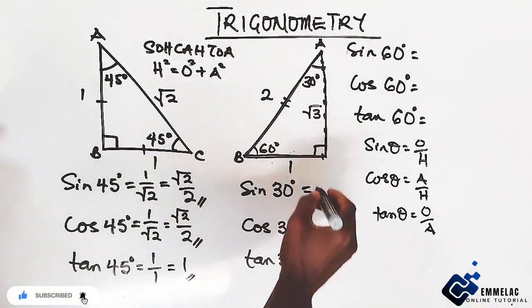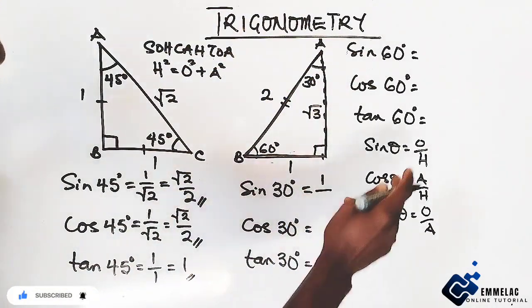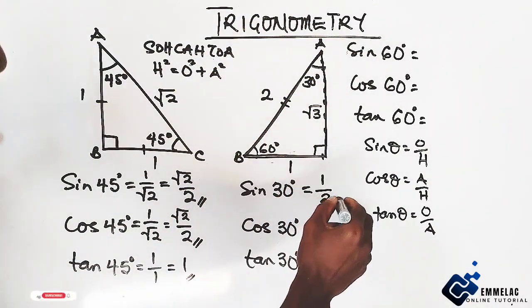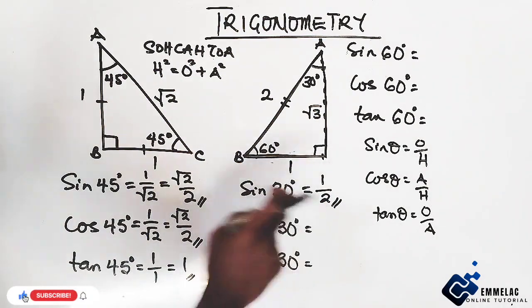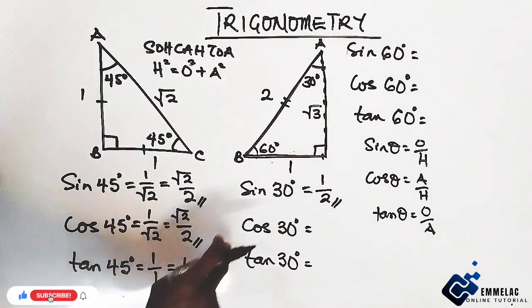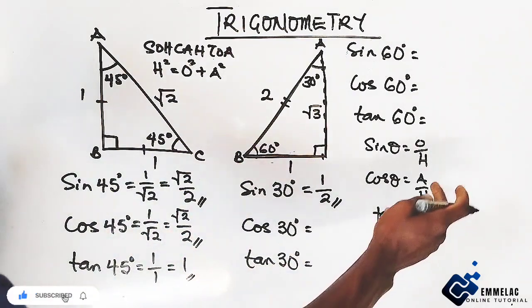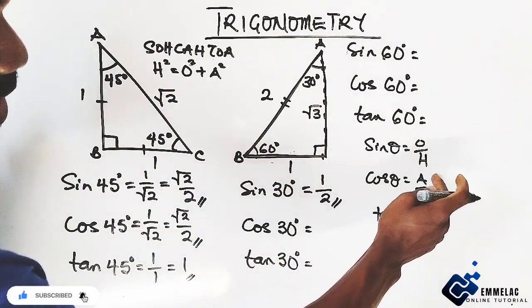So here we have the opposite, this here, which is 1, then over the hypotenuse, which is 2. So sine 30 is 1 over 2.